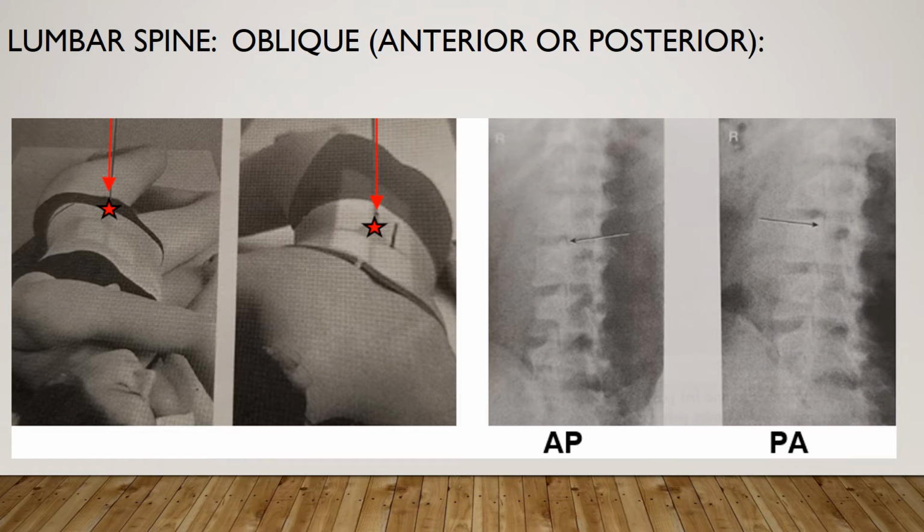Now, in the image, you see arrows in the photos that are going to be above, indicating the zygapophyseal joints.